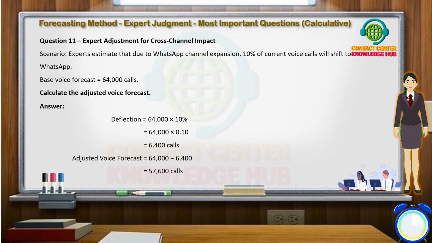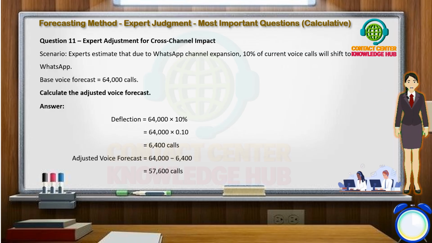We calculate how many calls will move away from voice and then reduce the voice forecast by that amount. Step 1. Calculate the shift volume, also called deflection from voice. Deflection is equal to base voice forecast times shift. Base voice forecast is 64,000. Shift percentage is 10%, which is 0.10. So, 64,000 times 0.10 is equal to 6,400 calls. That means 6,400 calls are expected to shift from voice to WhatsApp.